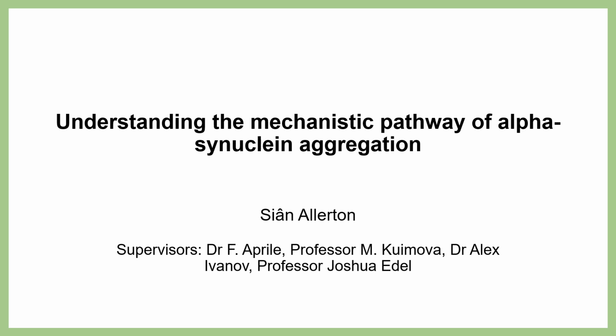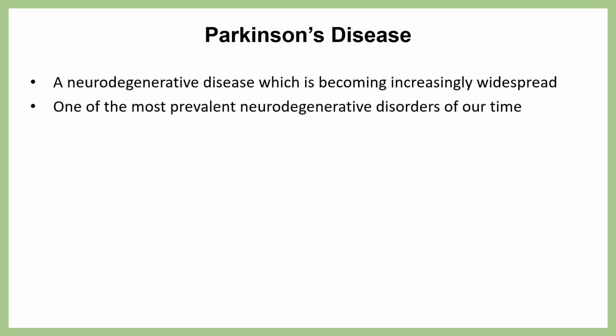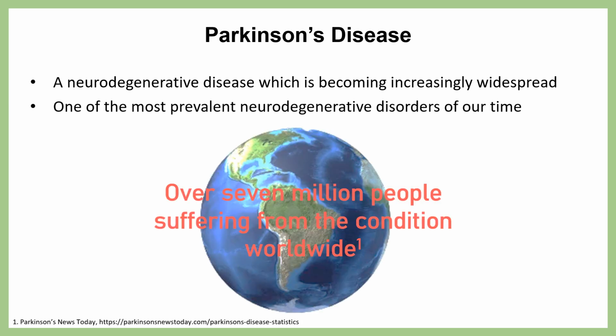My name's Sian, and my PhD project looks into understanding the mechanistic pathway of alpha-synuclein aggregation, which is associated with Parkinson's disease. So Parkinson's disease is a neurodegenerative disease which has become more prevalent due to the increase in human lifetime expectancy. It is currently one of the most prevalent neurodegenerative diseases of our time, with over 7 million people suffering from the condition worldwide.